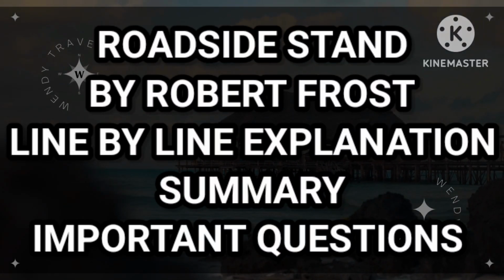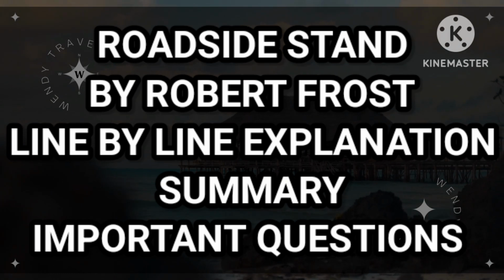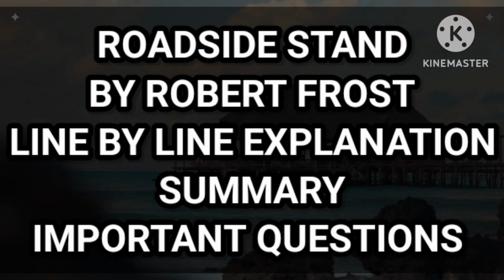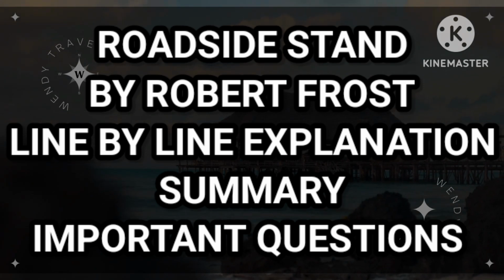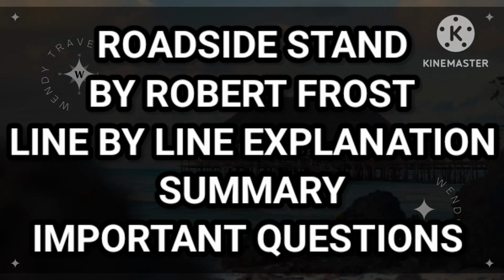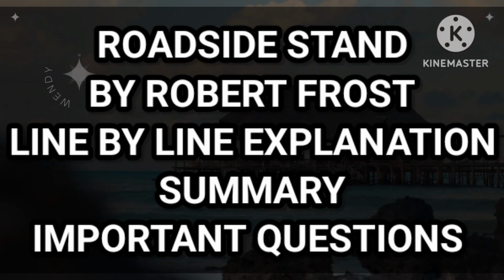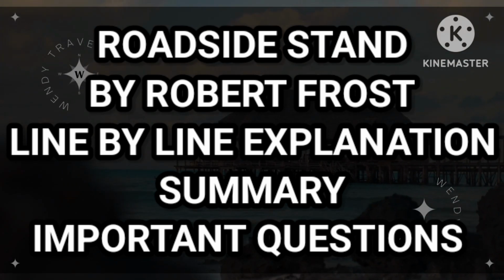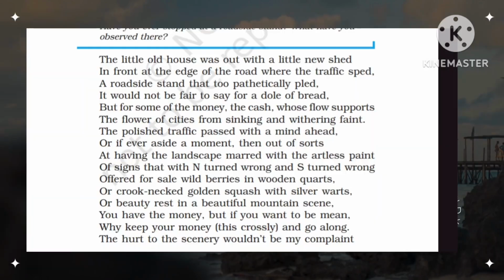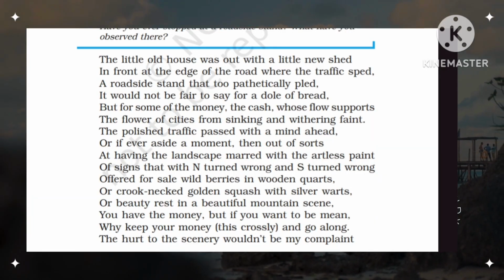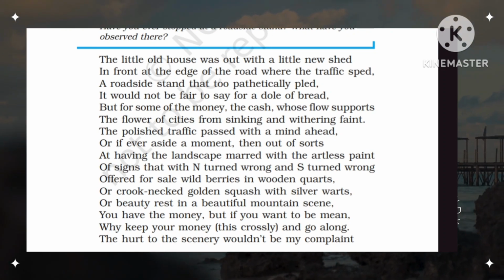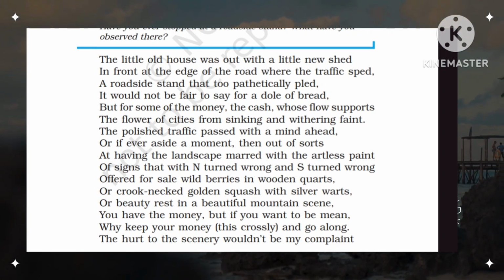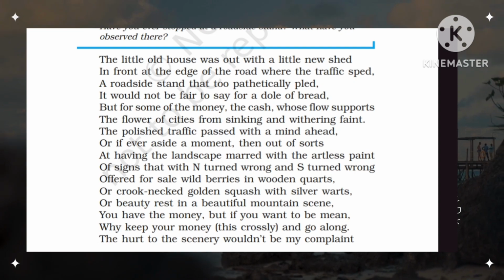Today we are here again with the next poem of CBSE Flamingo Class 12, and that is A Roadside Stand. This has been written by Robert Frost, so let us begin. What is it all about and what is this roadside stand? The poem says that a little old house with a new little shed outside is present at the edge of the road where traffic passes by.